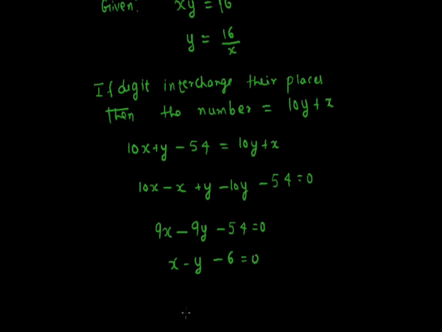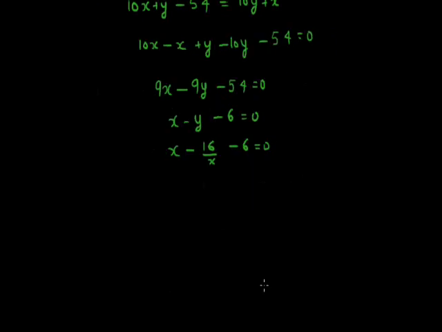Now y is equal to 16 upon x. So substitute from the first equation. So this equation will become x minus 16 upon x minus 6 equal to 0. Now take LCM x. So it will become x square minus 16 minus 6x upon x equal to 0. Or we can say x square minus 6x minus 16 equal to 0.